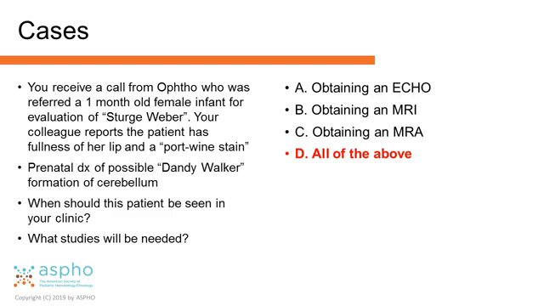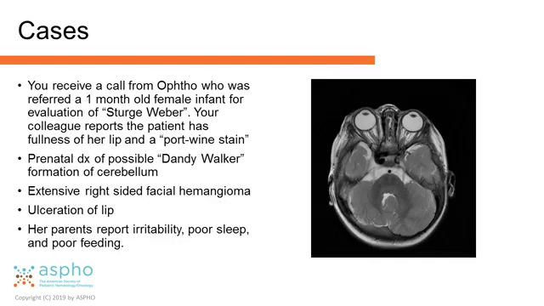The correct answer is all of the above, and we'll talk about this in a minute. So this patient was seen within a week, and on presentation she had an extensive right-sided facial hemangioma and ulceration of her lip. Her parents reported irritability, poor sleep, and poor feeding.